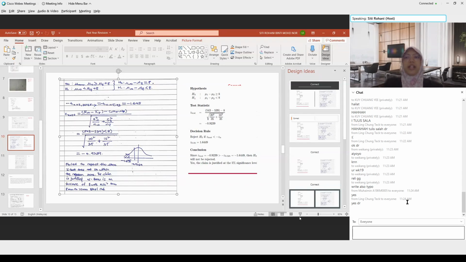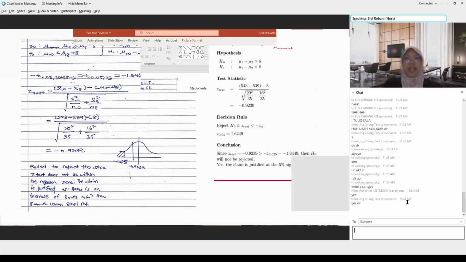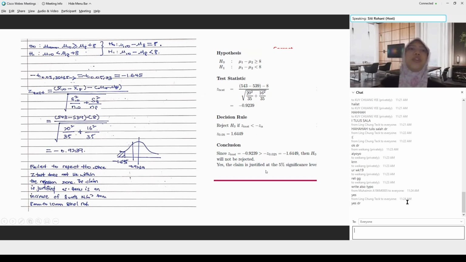Okay class, let's look at this one. This one also something's wrong here. Which part? This one, because you use the T instead of Z. Okay, so this is the correct answer. First you make the hypothesis statement, then you do the test statistics, then you do the decision rule, and you do the conclusion.